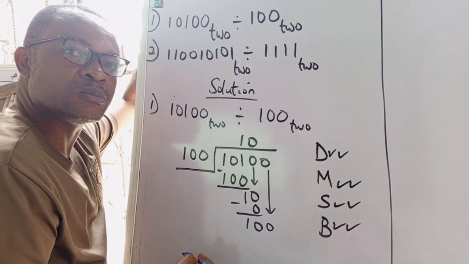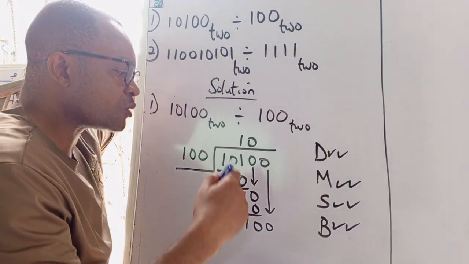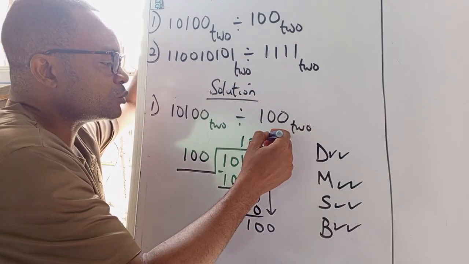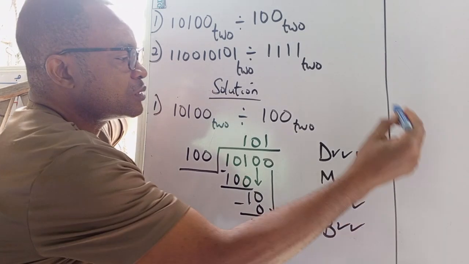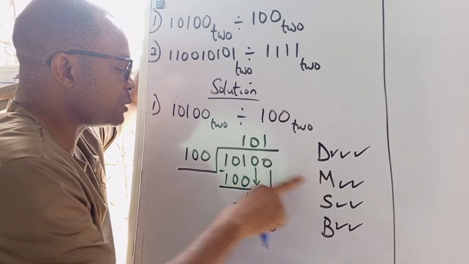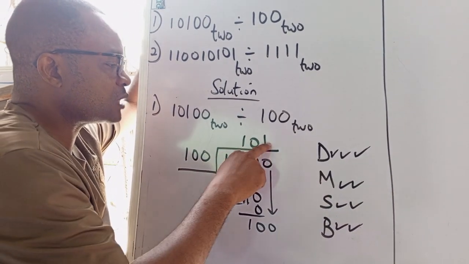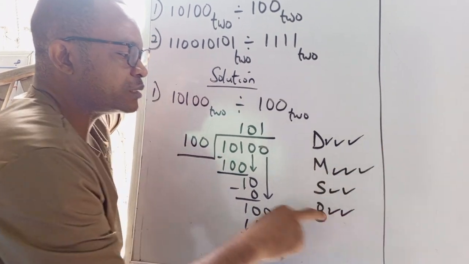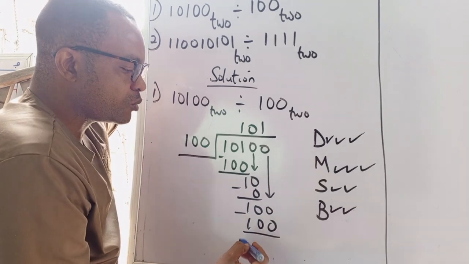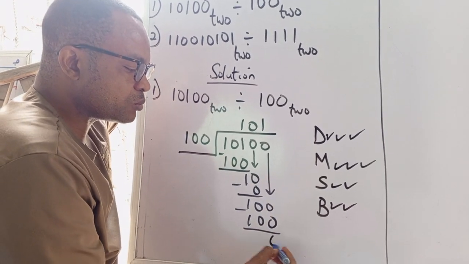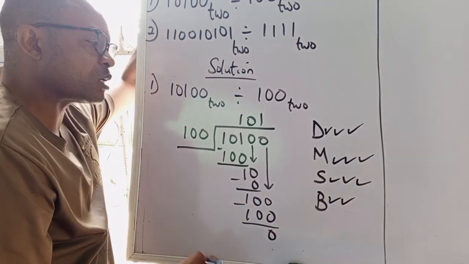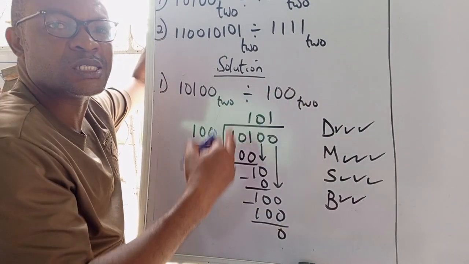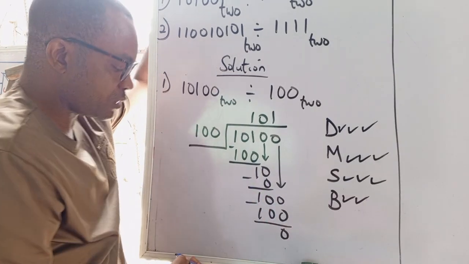I just brought down. So we start the process all over again. Now 100 into 100 is 1. I just divided. The next thing says multiply. 100 times 1 is 100. I just multiplied. The next thing says subtract. 100 minus 100 will give me 0. I just subtracted. So this is the quotient of the division, or the answer you get after the division process.